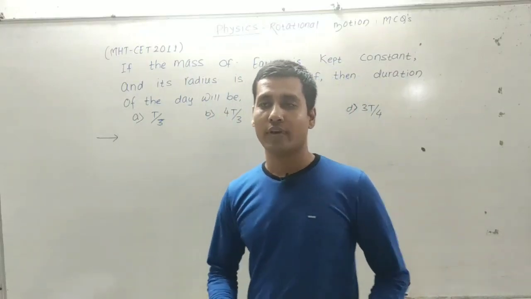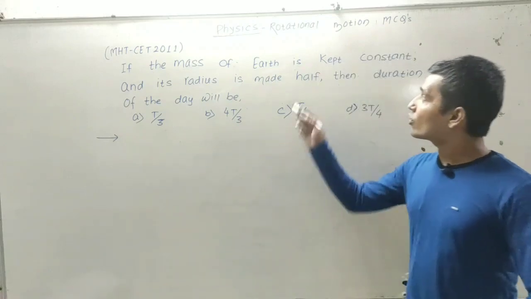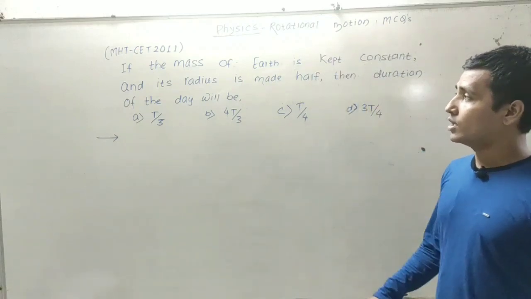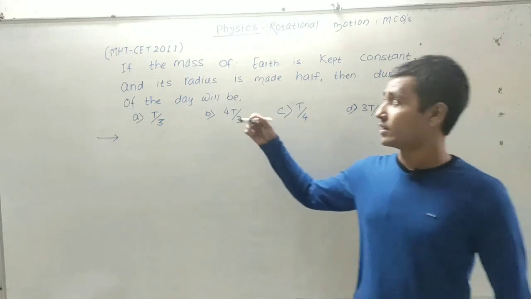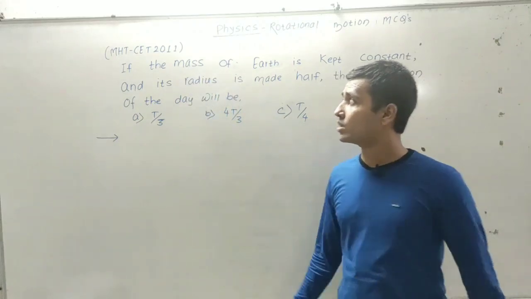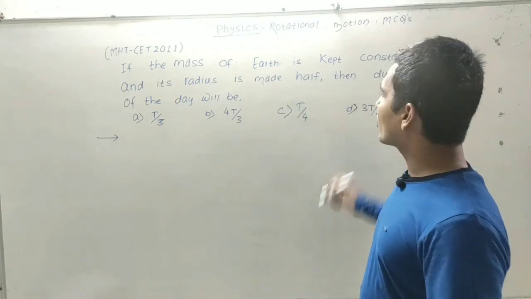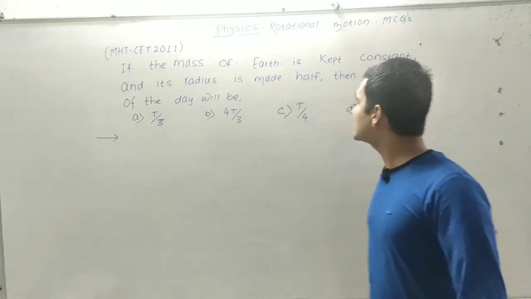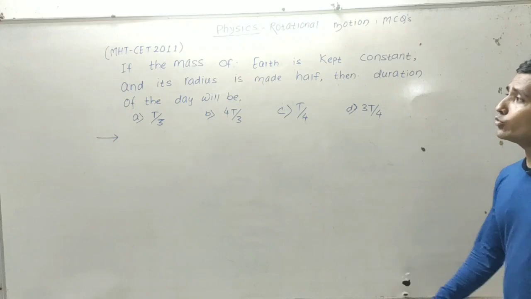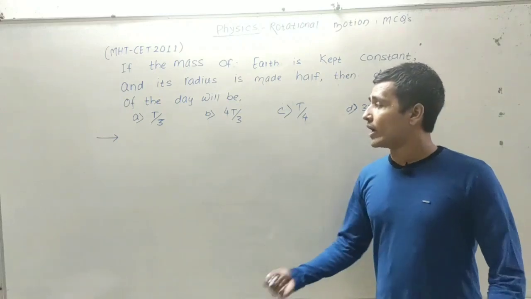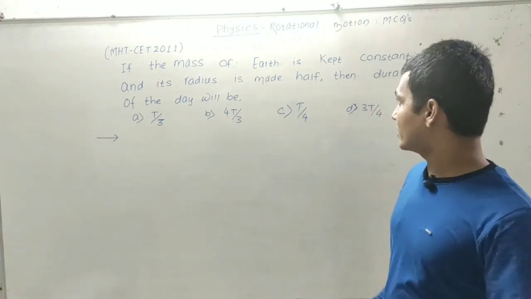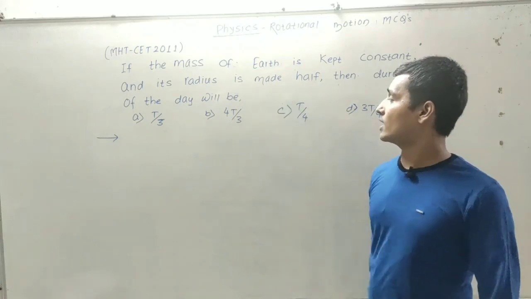So today we are going to take some problems from rotational motion. I am taking some previously examination asked MCQs. Our first MCQ is, if the mass of the earth is kept constant and its radius is made half, then the duration of the day will be. So we have to find the duration of the day for the earth when its radius is half.